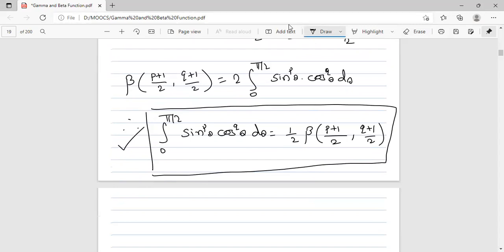We will stop here for this introduction of the beta function, and we'll cover the next part and examples in the coming week. Thank you.